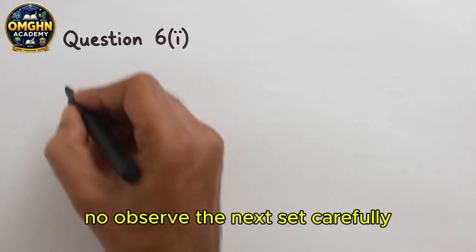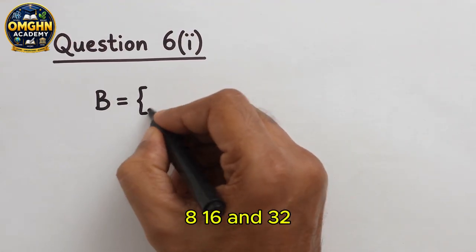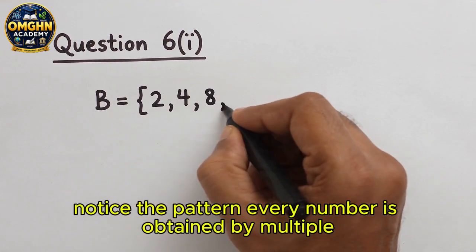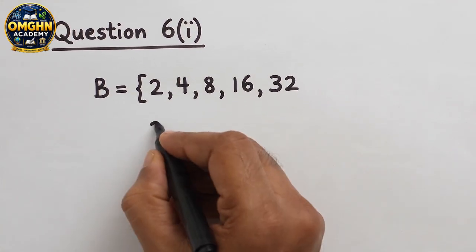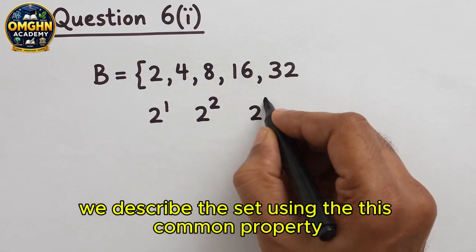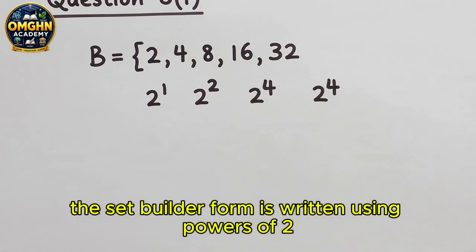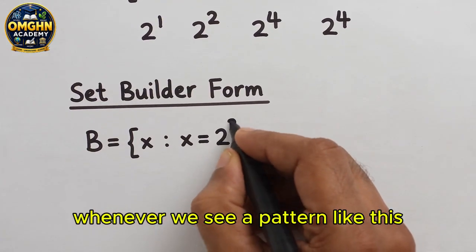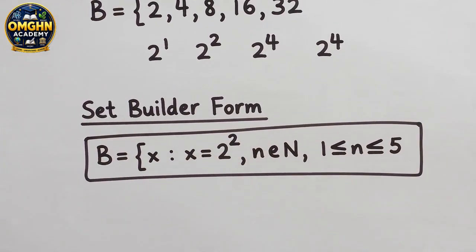Students, now observe the next set carefully. The elements are 2, 4, 8, 16, and 32. Notice the pattern. Every number is obtained by multiplying the previous number by 2. These numbers are powers of 2. Therefore, we describe the set using this common property. The set builder form is written using powers of 2. Whenever we see a pattern like this, identify the mathematical rule before writing the answer.